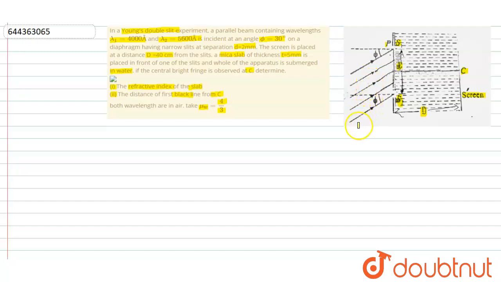So first we need to calculate the refractive index of the slab. Let us assume that one mica sheet is kept at slit 2. So we are placing one mica slab of thickness t equal to 5 millimeter. In the question itself they have mentioned that the mica sheet is kept at any one of these two slits, so I am considering slit 2.